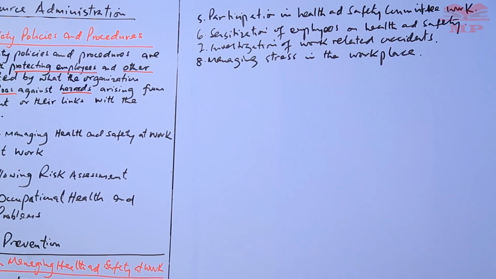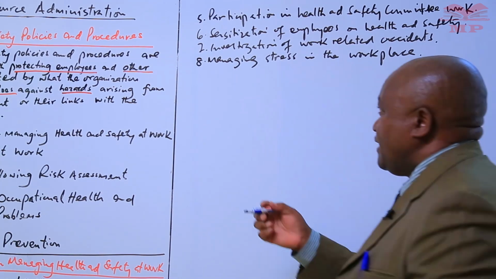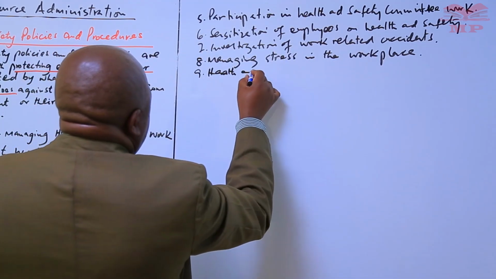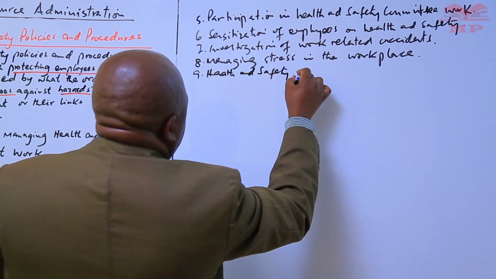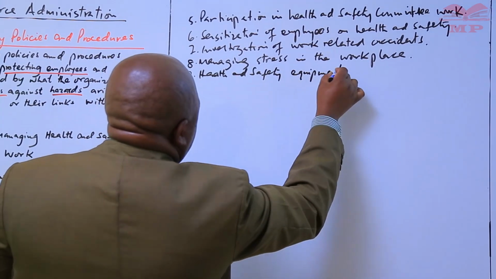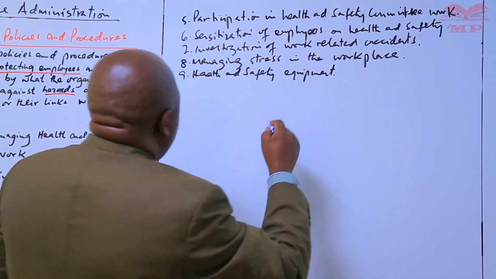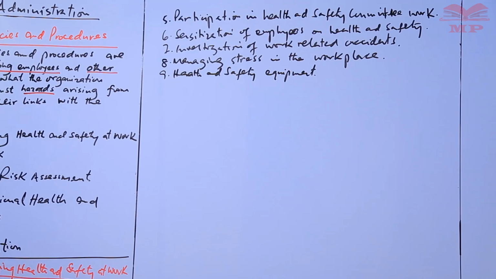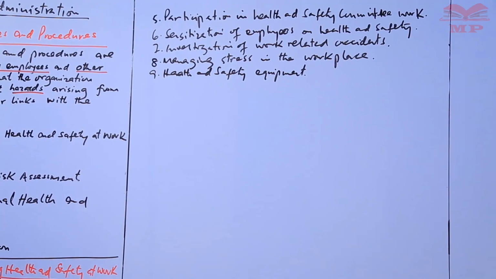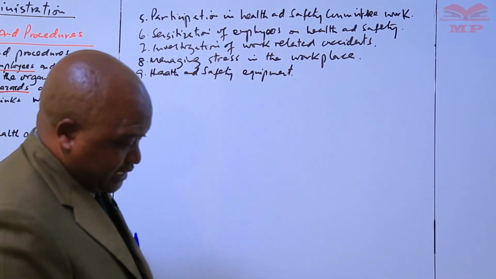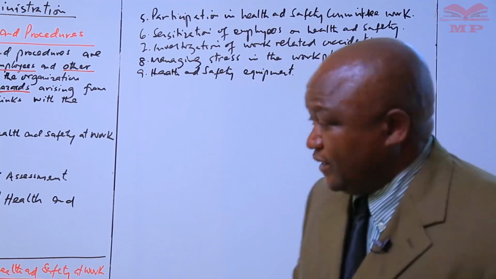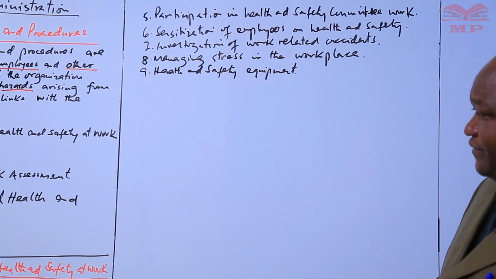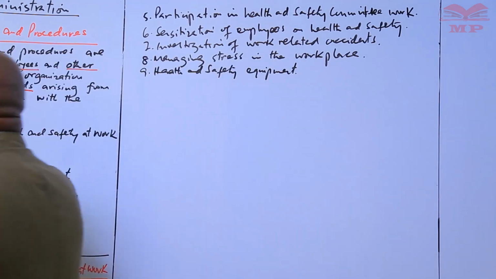Then there might also be other issues like health and safety equipment. So the list is long, but these are just some of the things that you are saying that within a working environment, some of the activities may include but are not limited to what we have listed here. So that is the first part of our lesson, which is now dealing with activities in managing health and safety at work. Now, how about hazards, dear learner?